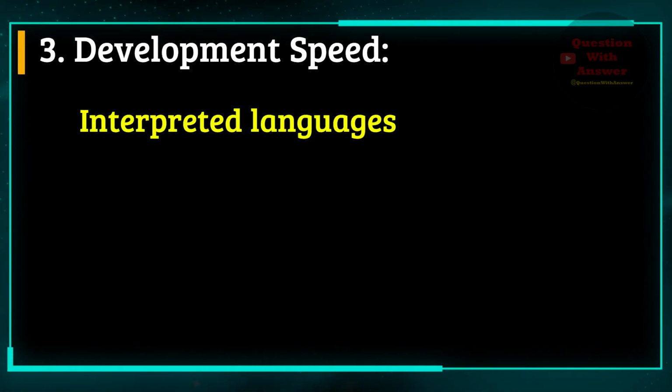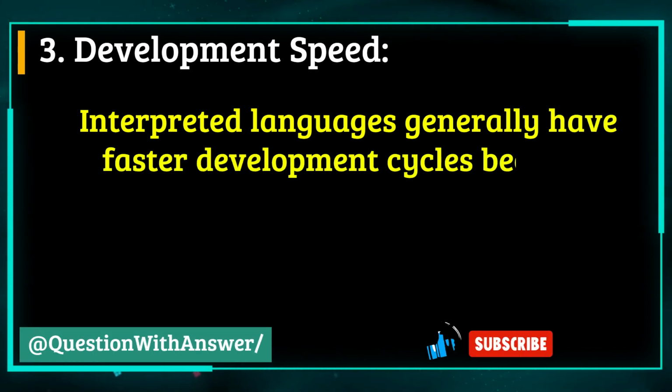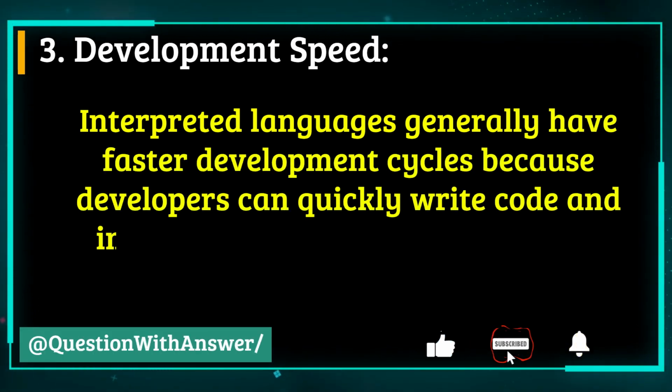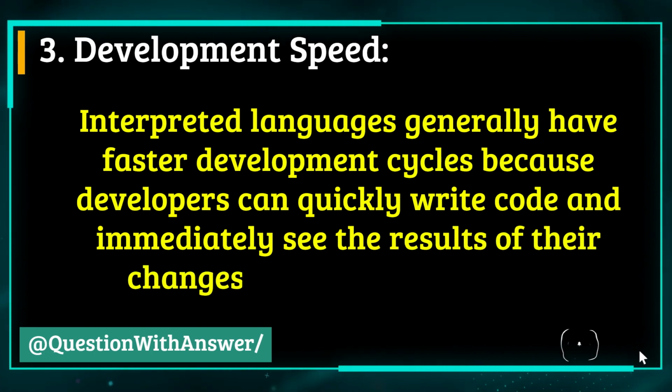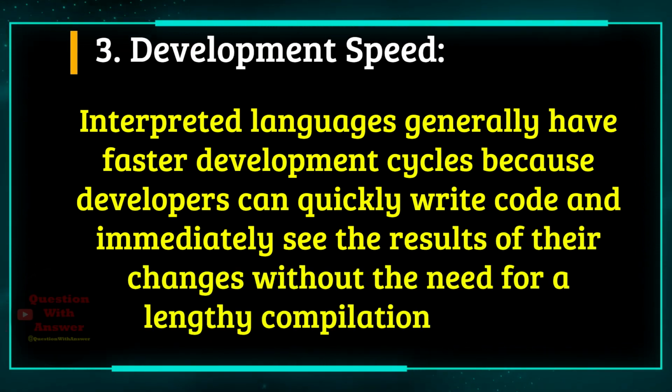3. Development speed. Interpreted languages generally have faster development cycles because developers can quickly write code and immediately see the results of their changes without the need for a lengthy compilation process.